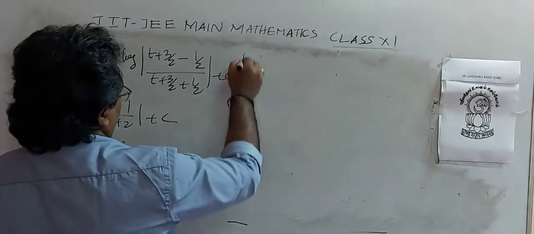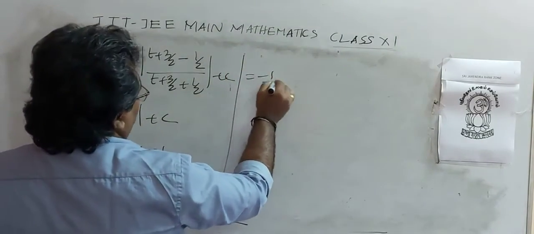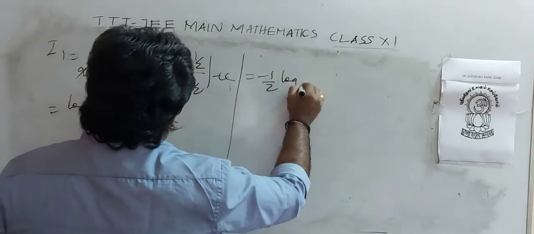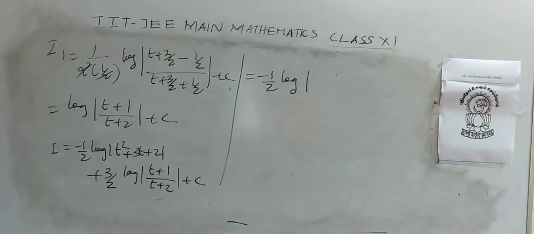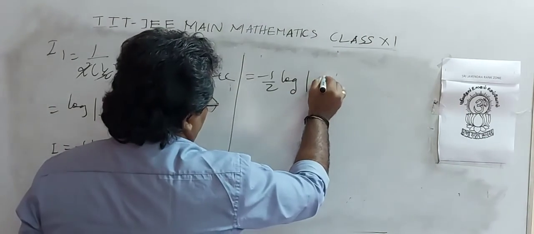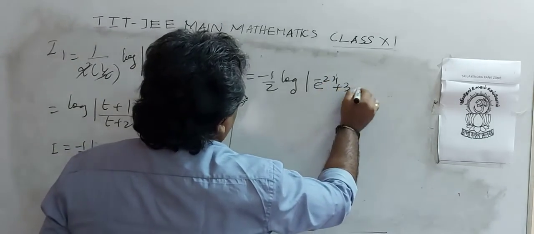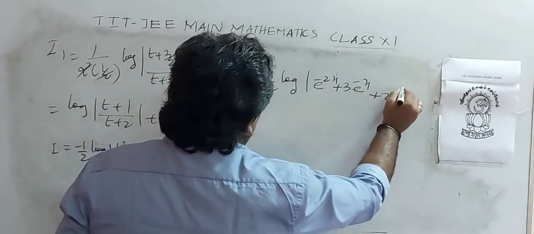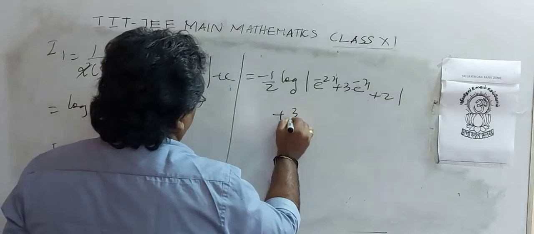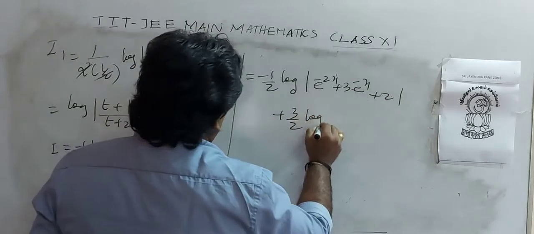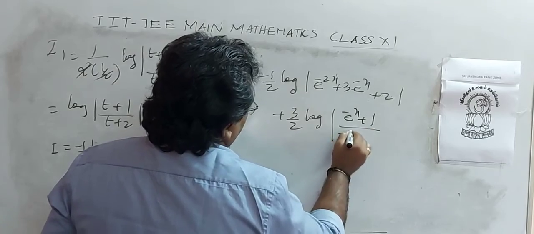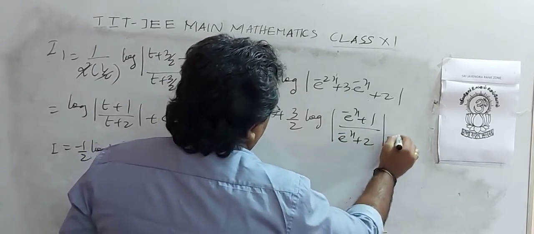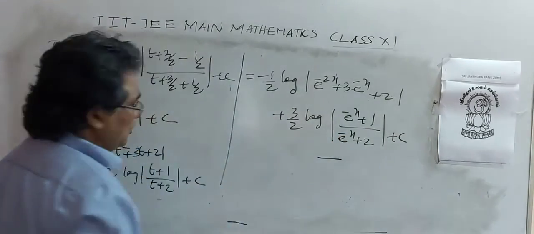So, minus 1 by 2 log t squared, that is e power minus 2x plus 3 into e power minus x plus 2, plus 3 by 2 log e power minus x plus 1 divided by e power minus x plus 2 plus c.